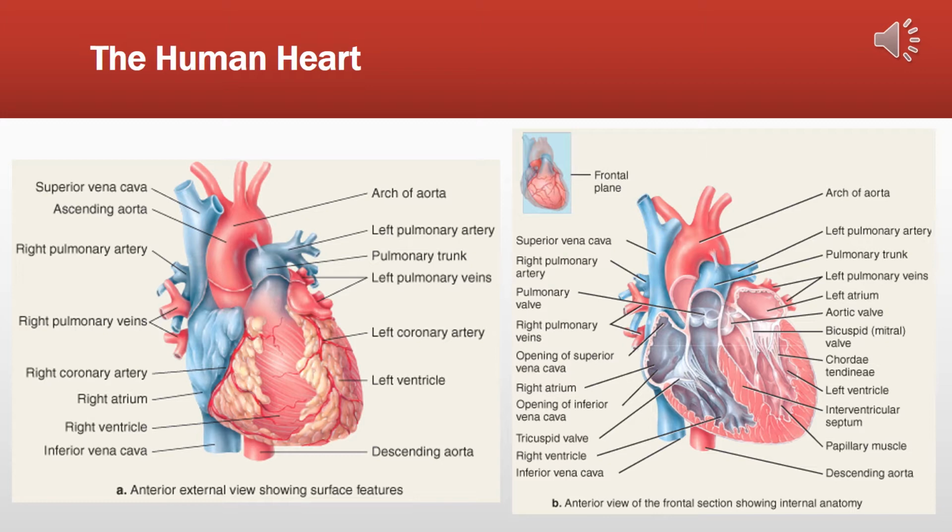And then finally, over on the top of the heart, on our right, is the left pulmonary artery. And we're going to cover how blood flows through the heart and then through the rest of the cardiovascular system here in these next few slides.